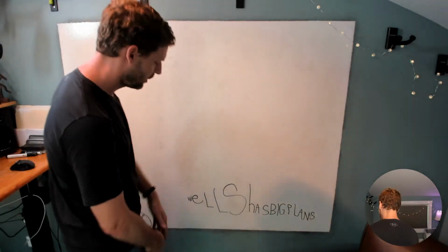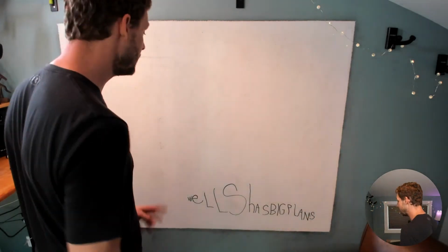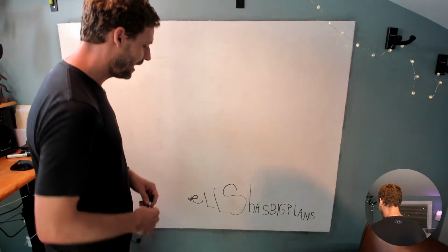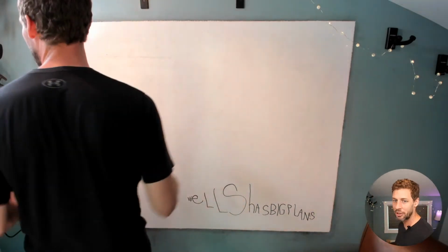Also note, Wells has big plans. My 4-year-old snuck into my office this morning. He told my wife, I'm gonna go sneak into Dad's office and write on his whiteboard. And this is what he wrote: Wells has big plans, which I thought was super cute. So I'm leaving it on the whiteboard.